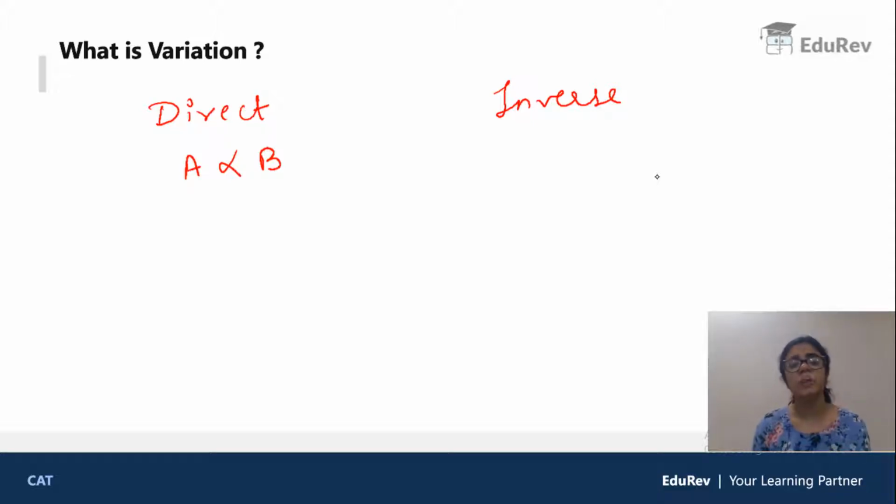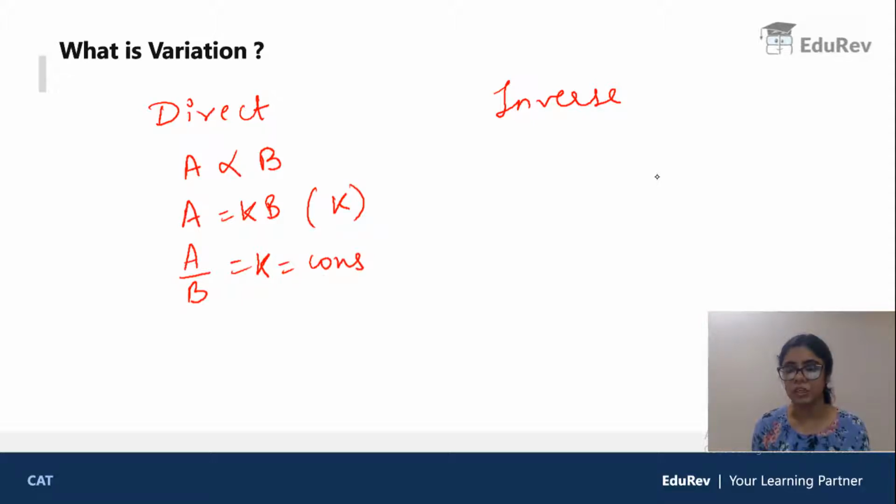Now, whenever I remove this variation sign, I have to add a constant. Here K is your constant. So what will I do? I will take B on the other side. So A/B is equal to K, and K is nothing but a constant. That means in direct variation, your ratio is always a constant.